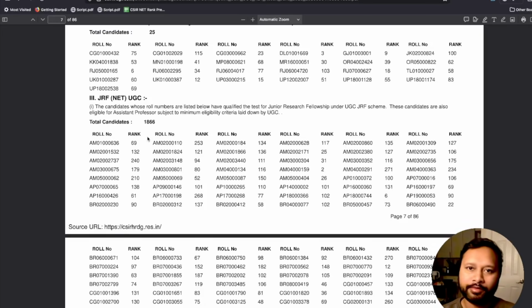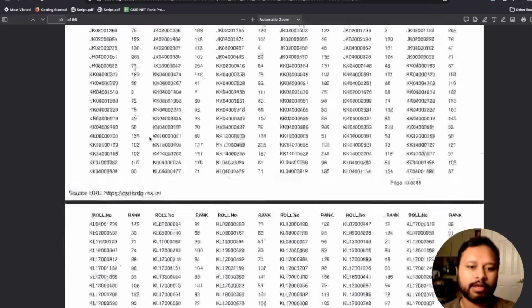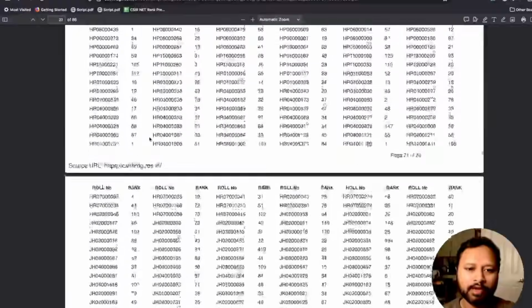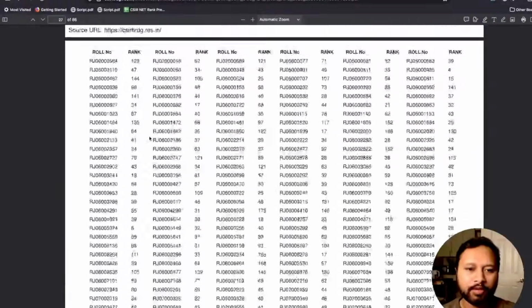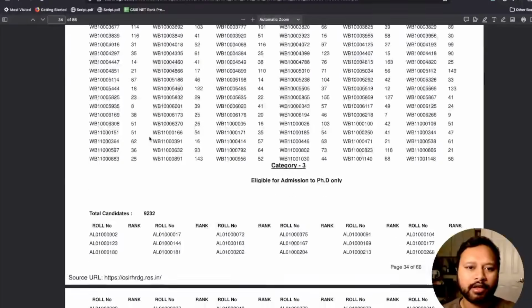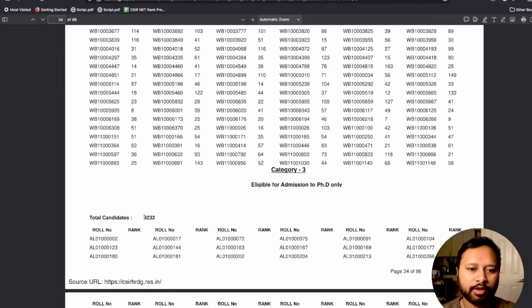So they have just mentioned how many total JRFs they have. It includes all 5 subjects: chemistry, life sciences, mathematical sciences, physical sciences, and earth and atmospheric sciences. So all the subjects are included. The same thing goes for the category 2 result, which is for LS. In that case also, they just give you how many seats they have. For category 3, these are for PhD only, so these many candidates qualified for PhD only. Again, they don't mention the subject.